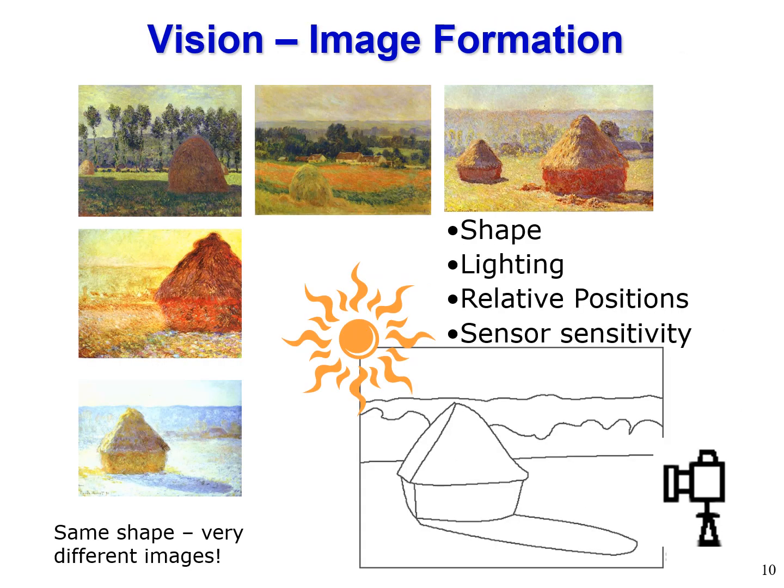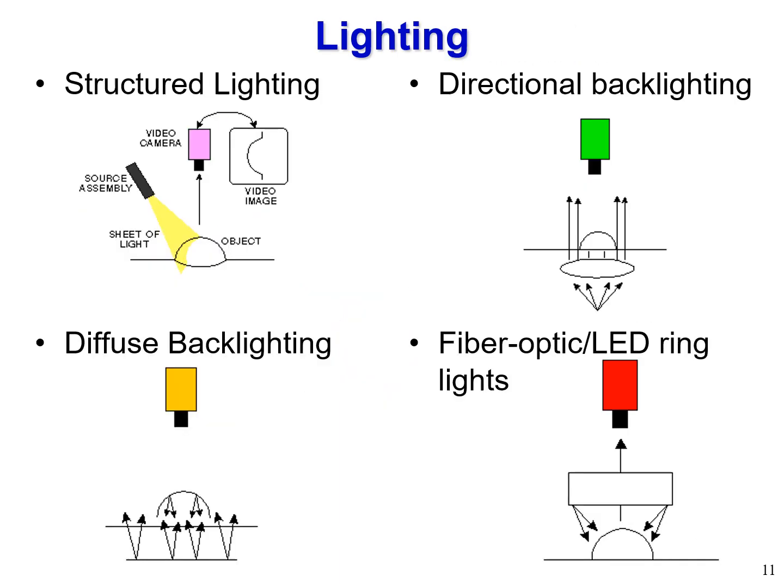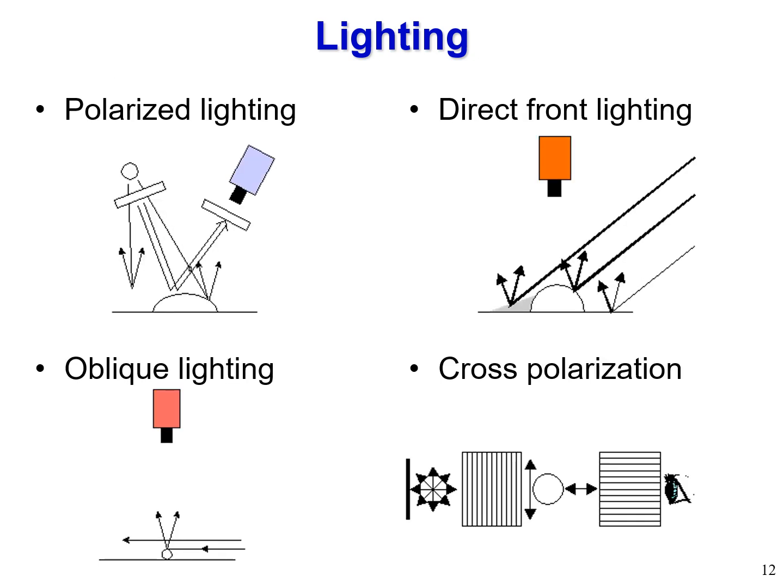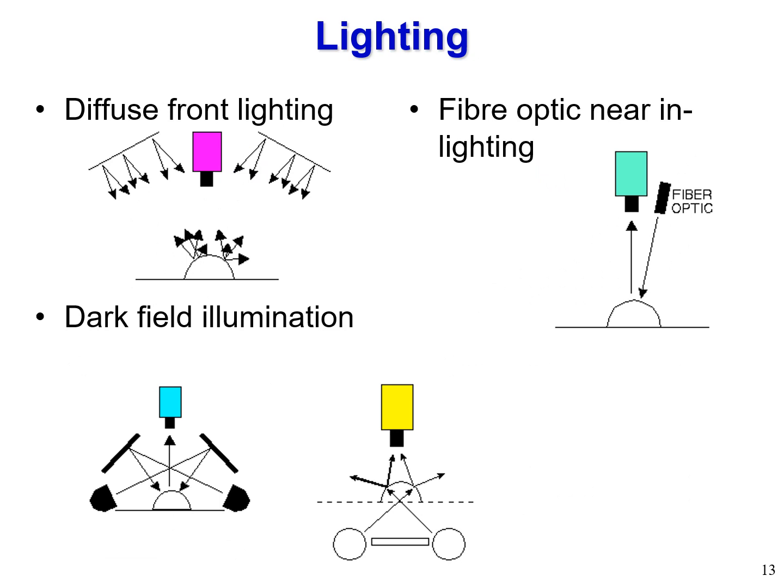You can see the vision image formation, where the shape, lighting and relative positions alter the perception of the image. These are some of the different lighting techniques normally used in machine vision: structured lighting, directional backlighting, diffuse backlighting, fiber optic lighting, polarized lighting, direct front lighting, oblique lighting, cross polarization, diffuse lighting, fiber optic near end lighting, and dark field illumination.